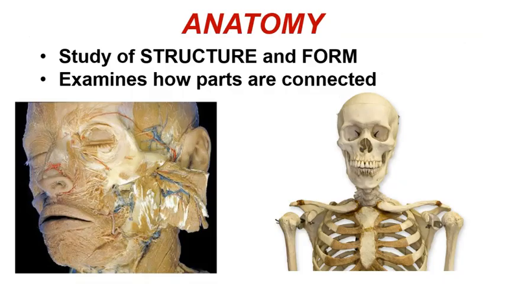So first, anatomy is the study of structure and form, and it examines the names of the various body parts and how they are interconnected. So for example, we can examine how blood vessels, muscles, nerves, or bones are arranged and connected with one another.